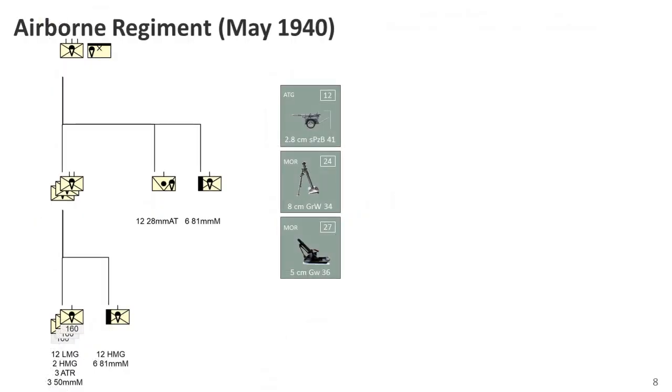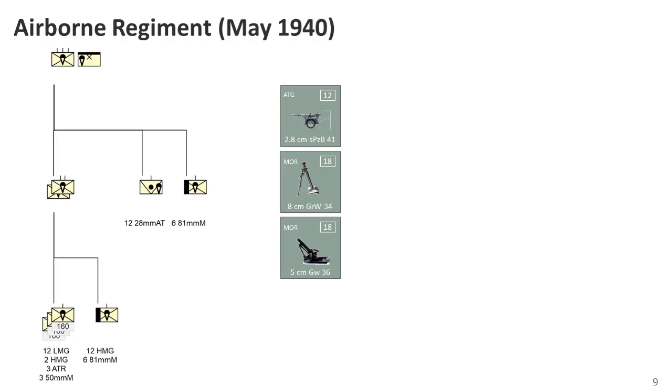In May 1940, the 1st Fallschirmjäger Regiment consisted of 3 battalions supported by an anti-tank company and a heavy weapons company equipped with 8cm mortars. I'm uncertain where the 2.7cm Schwer Panzerbüchse were deployed in the airborne divisions. The battalion was organised into 3 companies supported by a heavy weapons company.